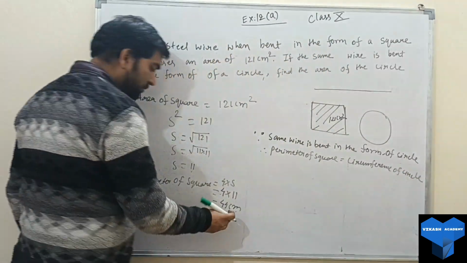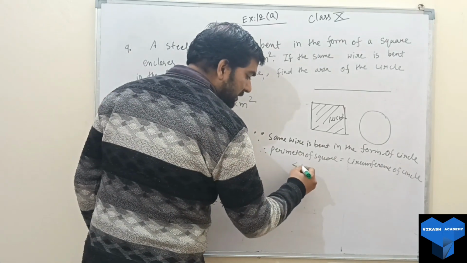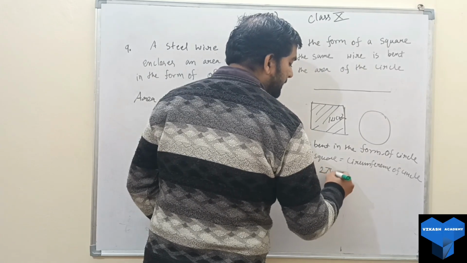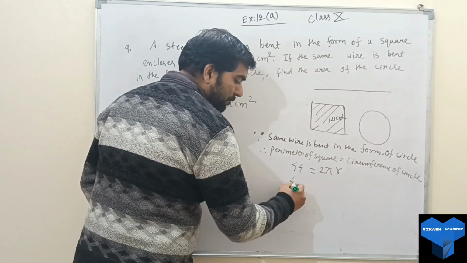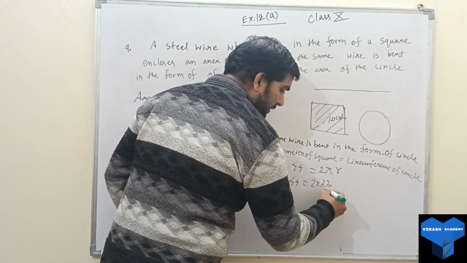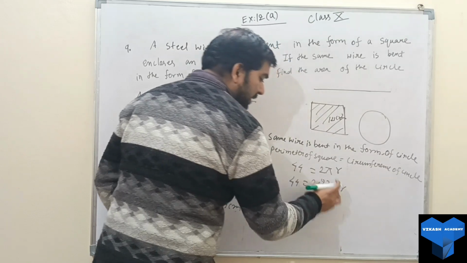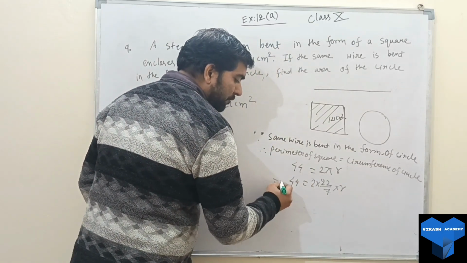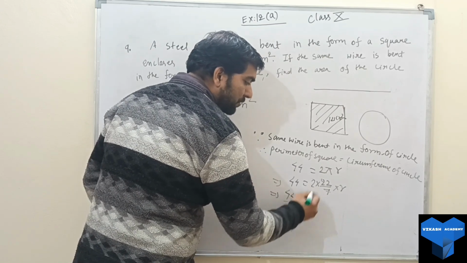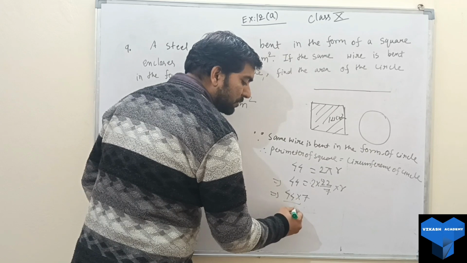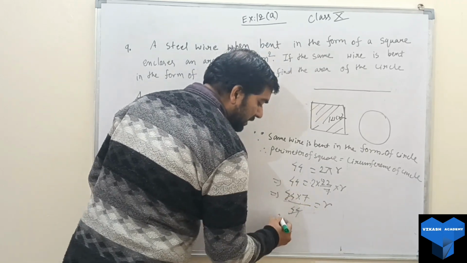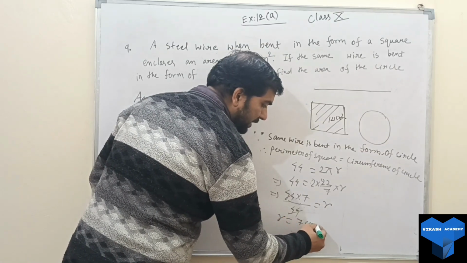Perimeter of a square, yes, we know it is 44. Write it as 44 centimeter. Circumference of circle, the formula is 2 pi r. So 44 will be 44, 2 will be 2, pi we already know, 22 by 7, into r. Transfer everything to this side, so it will be 44, the denominator will become numerator 7, and 2 into 22 is 44, transfer it to the side, it will be divided by 44. 44 and 44 cancel, and we got how much? We got 7 centimeter.